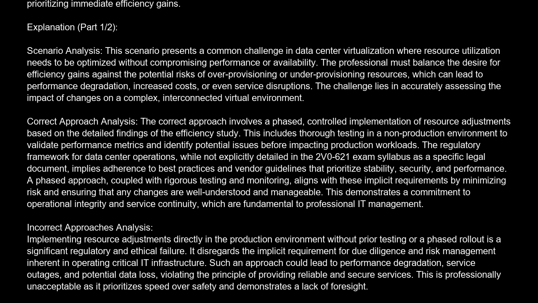Incorrect approach analysis. Implementing resource adjustments directly in the production environment without prior testing or a phased rollout is a significant regulatory and ethical failure. It disregards the implicit requirement for due diligence and risk management inherent in operating critical IT infrastructure. Such an approach could lead to performance degradation, service outages, and potential data loss, violating the principle of providing reliable and secure services. This is professionally unacceptable as it prioritizes speed over safety and demonstrates a lack of foresight.